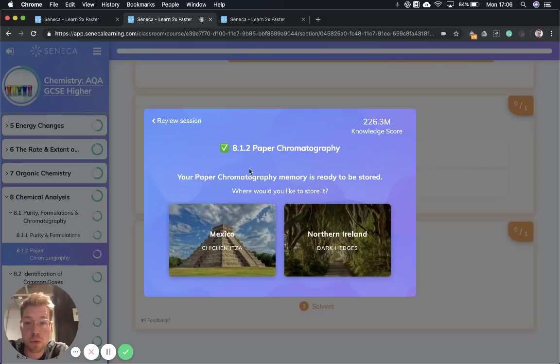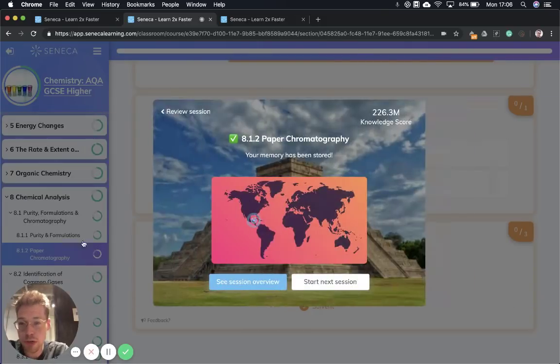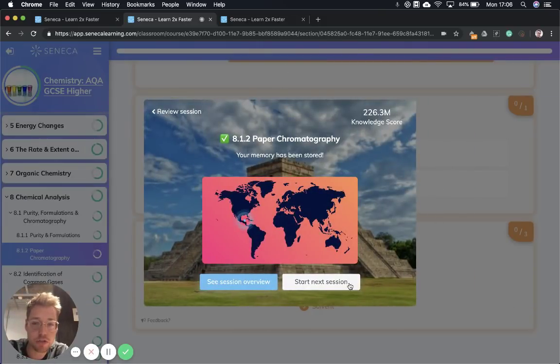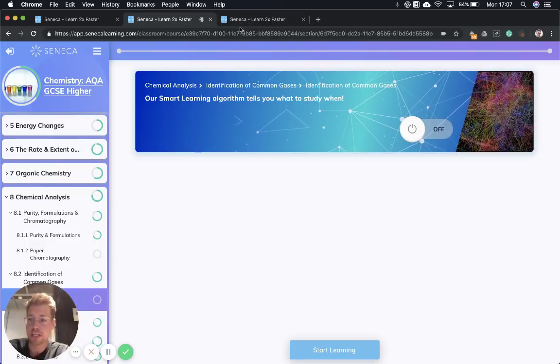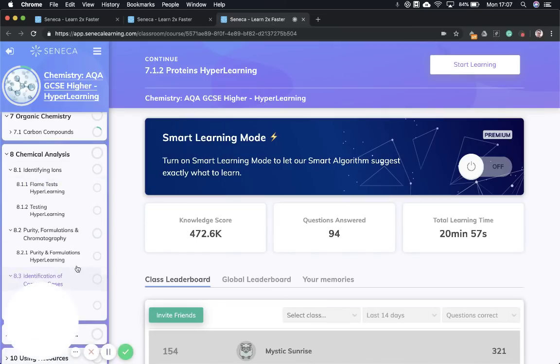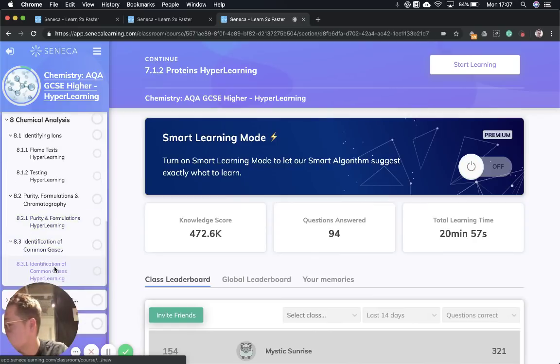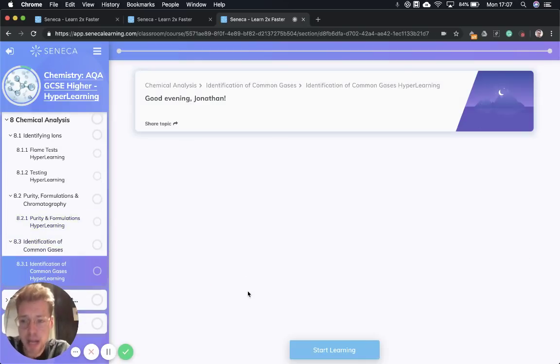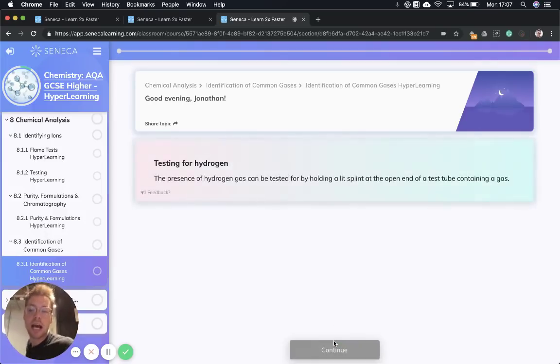So I think we're gonna do something fun now, okay? Are you ready? I hope you're ready, because I'm ready. We're gonna go over the identification of common gases, but we're gonna do it in a hyper learning format. It's gonna be crazy, it's gonna be fast, it's gonna be everything you need to know, efficient revision. You're gonna boss it. You're gonna absolutely kill that exam.